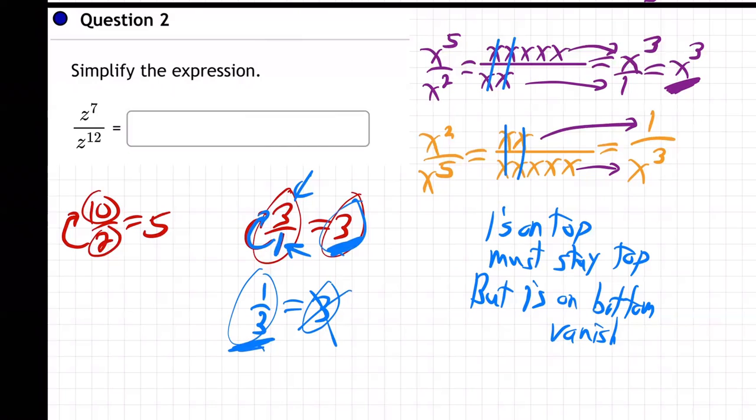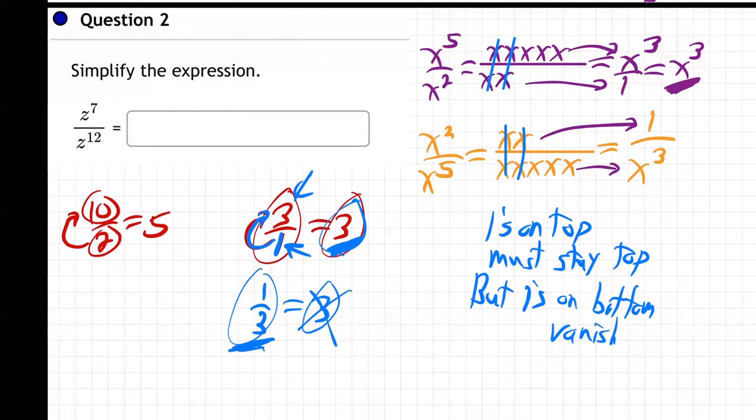It's a lot of talk for me to say, look, wherever the higher power is, that's where the answer ends up. So if the higher power is on the top, 5 minus 2 is 3, and the answer is in the top, meaning it's just regular. You don't have to put it over 1. 1's in the bottom vanish. Whereas if the higher power is in the bottom, then the answer ends up on the bottom with a 1 over it, right? So let's do that here.